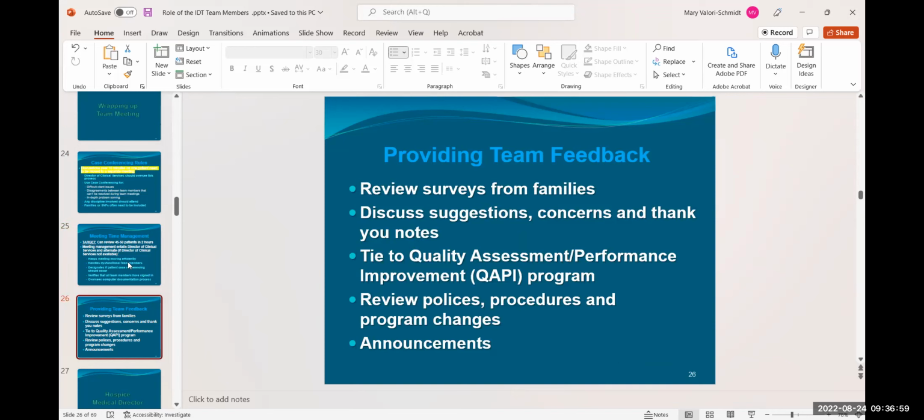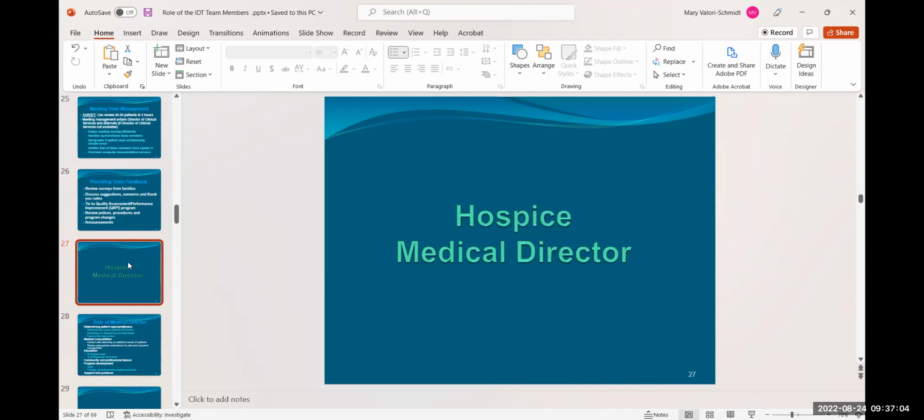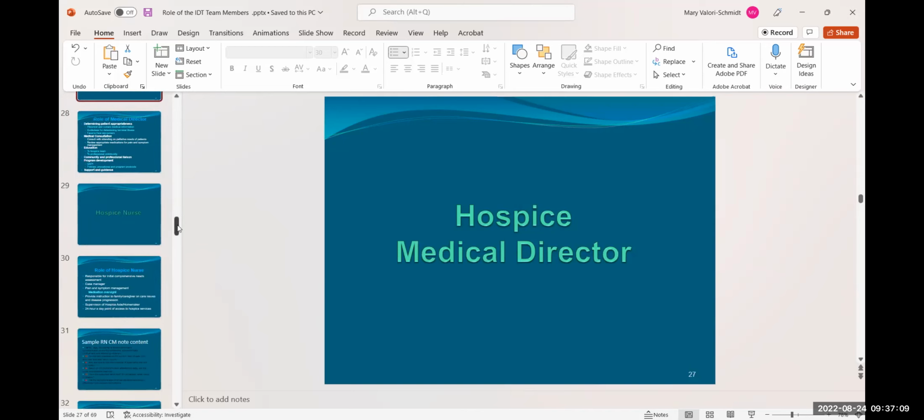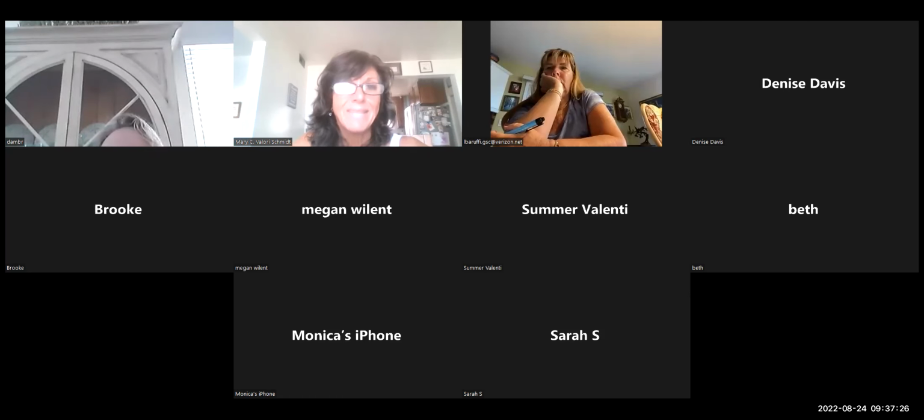And then at the end, we can talk about any thank you notes and that kind of stuff, surveys from families, any announcements that we need to make. Now, I'm not going to go through the rest of this because it defines the role. I pulled this directly from CMS, the role of the medical director, the hospice nurse, the hospice aide, social services, etc. So I'm going to email everyone this PowerPoint as well as the previous one, so you can all see it and refer to it. Okay, I'm going to pause the recording now for any Q&A that we have about that one.